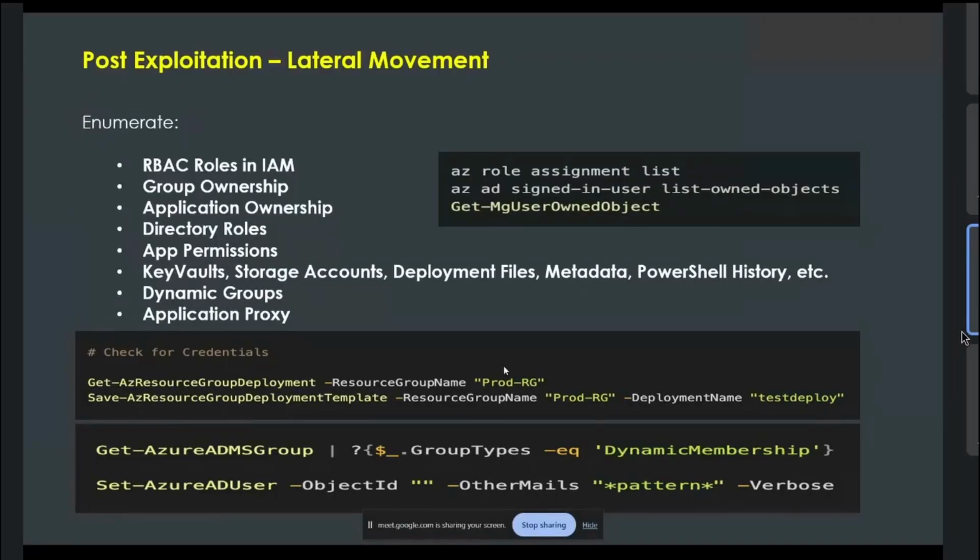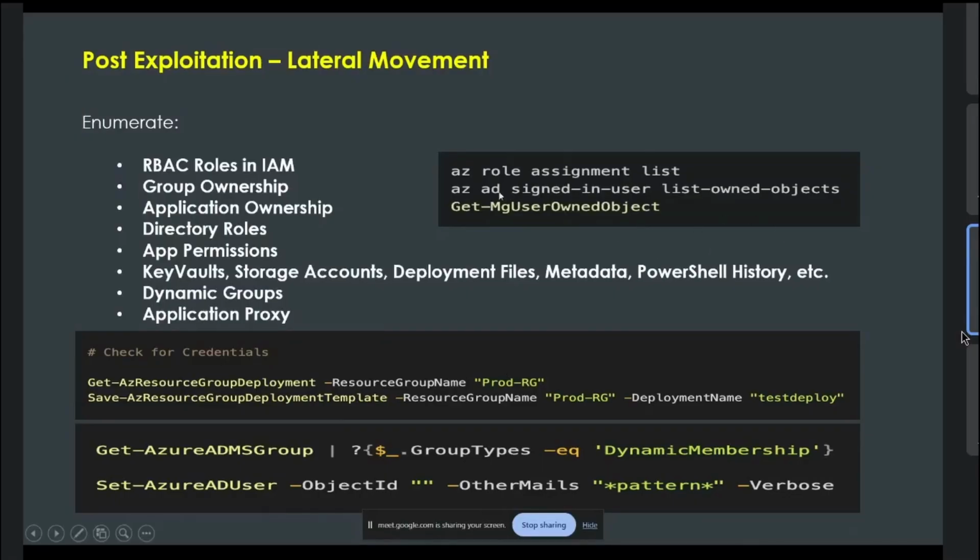Okay, coming to the actual attack part. Once we have compromised a user and we have gained access to our Azure environment, what are the first things that we will do? We will enumerate all the RBAC roles. We will see what user has which permission, which role on which particular resource. We'll check all this.